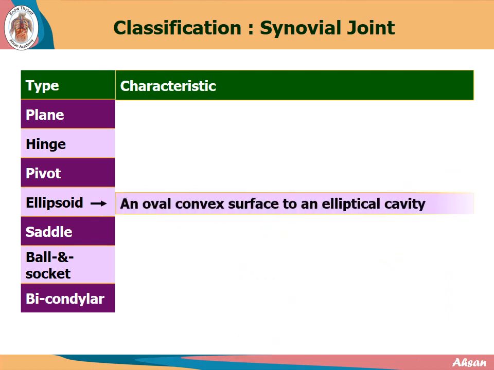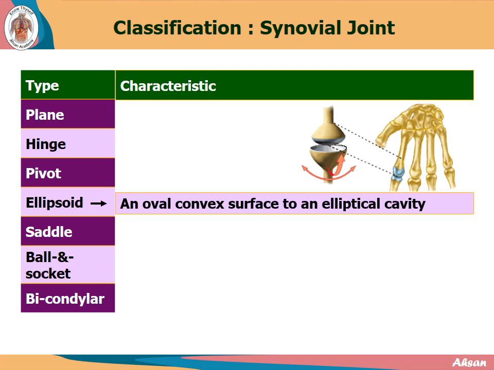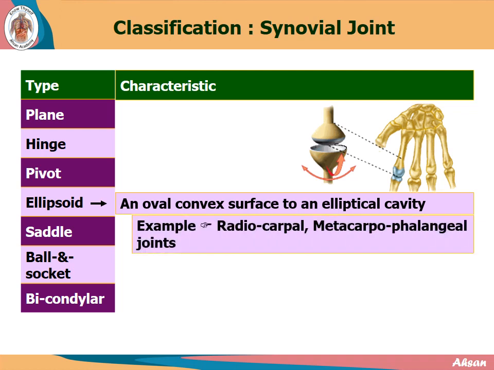Let's move to ellipsoid. The very terminology indicates that one surface of the bone participating in the joint is concave in nature, and another is shaped elliptically. So convex and concave surfaces are there and the shape is elliptical in nature. You can see in the figure the metacarpophalangeal joint, that is ellipsoid in nature. The radiocarpal joint, the wrist joint, is also ellipsoidal in nature. So movement is possible in two axes.